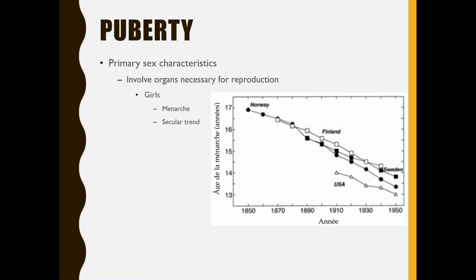Norway started asking it as early as 1850. You'll notice the US didn't start asking it until 1910. No one seems to really be asking men about their first ejaculation, but maybe that's coming in the future. Anyway, this secular trend shows that the age of development of primary sexual characteristics has been dropping.